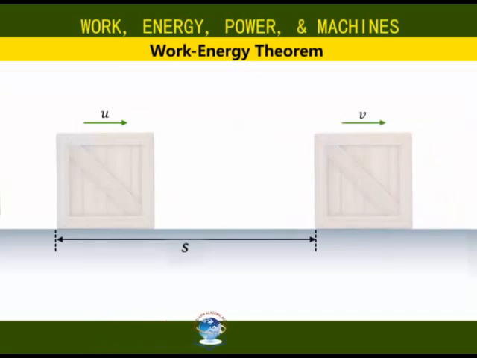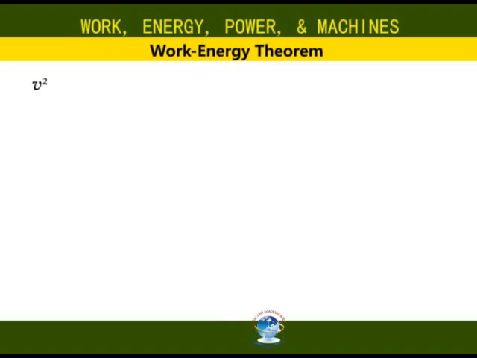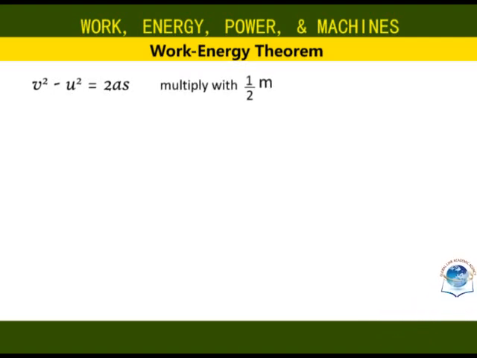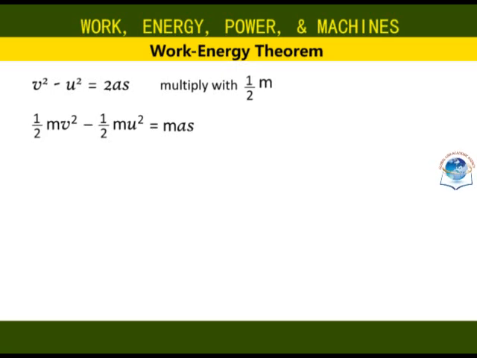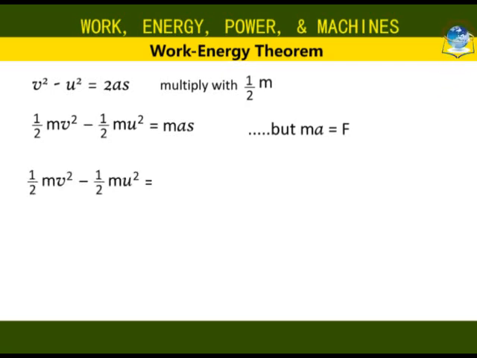We know from equations of linear motion that v squared minus u squared is equal to 2as. Multiplying both sides by a half m and simplifying, we get a half mv squared minus a half mu squared is equal to mas. But ma is equal to force F. So a half mv squared minus a half mu squared is equal to Fs. Fs is equal to work done.